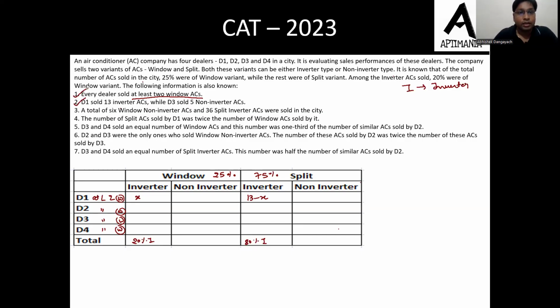Next is, D3 sold 5 non-inverter ACs. D3's non-inverter were 5, so let us assume the window part to be Y, and the split part will be 5 minus Y then. Total is 5. A total of 6 window non-inverter ACs were sold. Window non-inverter, the total must be 6, right?